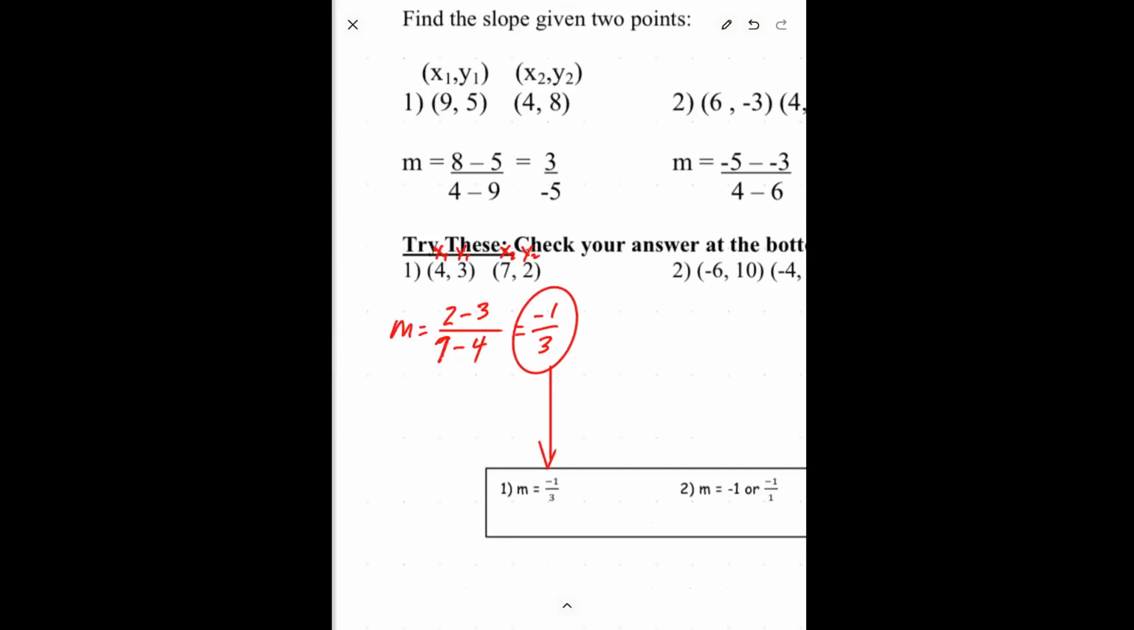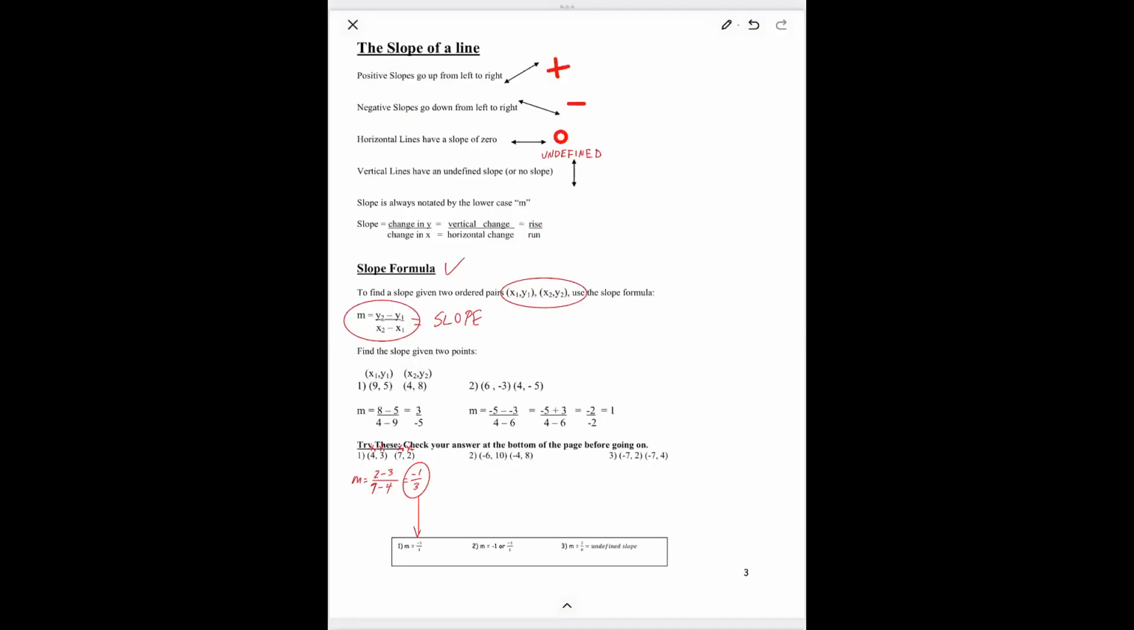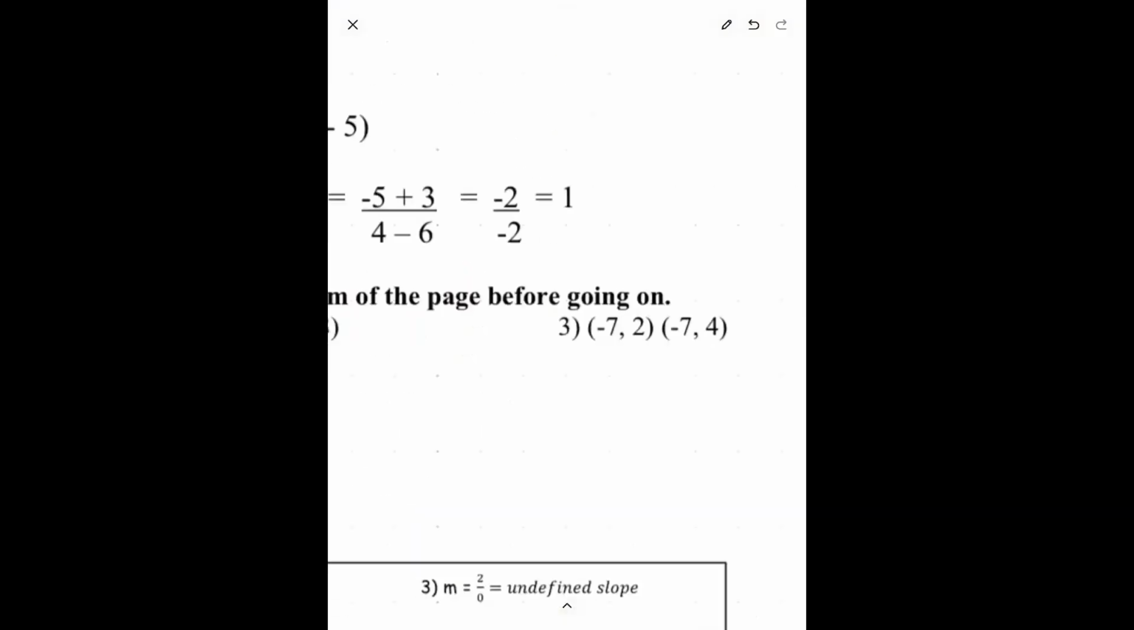Now I'm going to come over here and I'm going to do number 3, another example. So I'm going to do x1, y1, x2, y2, I label them. Now I'm going to find the slope. So y2 is 4. I'm going to subtract 2 because that's the y1. And then I'm going to go and I'm going to do a -7 minus a -7.